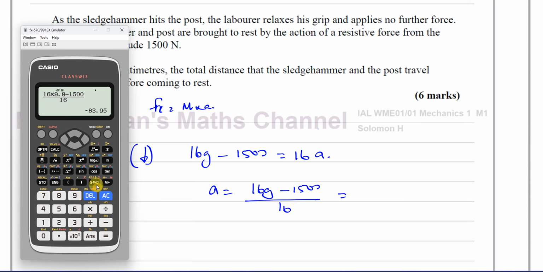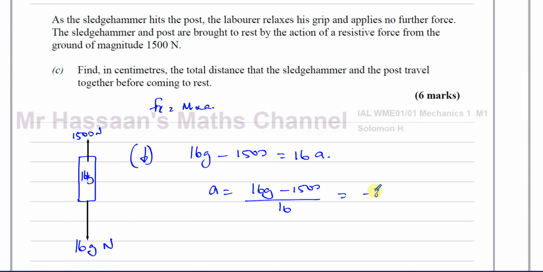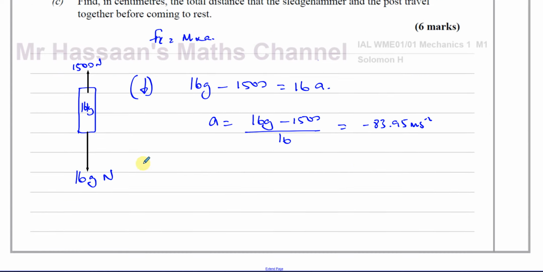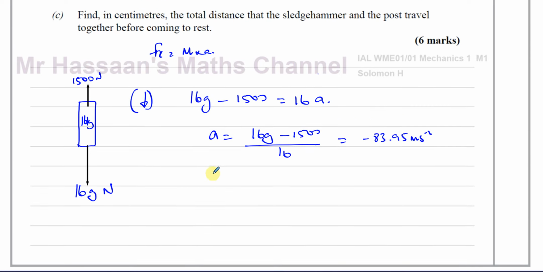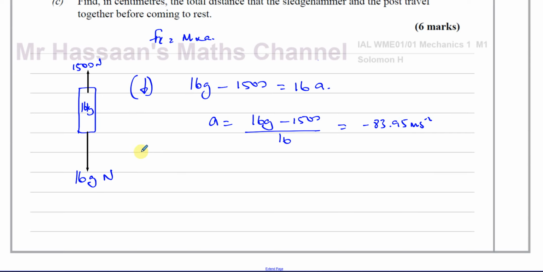That gives us minus 83.95 meters per second squared. So now we have enough information to work out the distance that the sledgehammer and the post travel. We can now use our suvat equations with what we found. We want to find S.